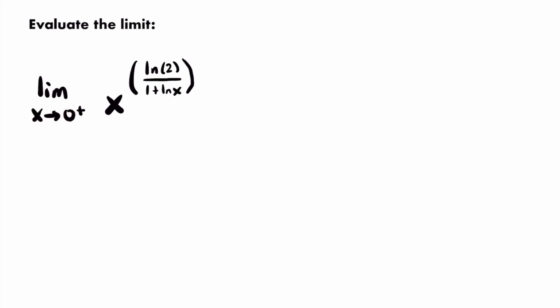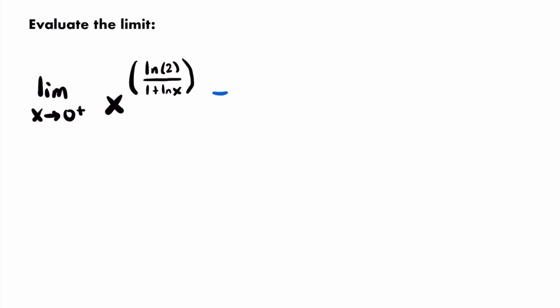Now it doesn't matter that x is approaching 0 from the right, we can still plug 0 into this expression for each x and see what kind of result we get. Depending on that result, we can either conclude what the value of this limit is, or we may need to make some adjustments if we get something like an indeterminate form. And so let's see what happens. Let's plug 0 in for each x in this expression.